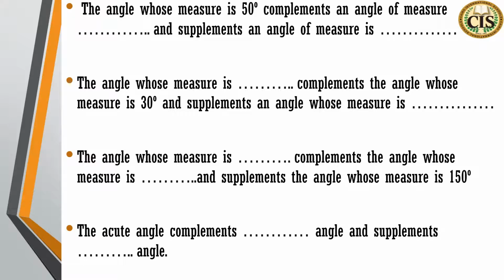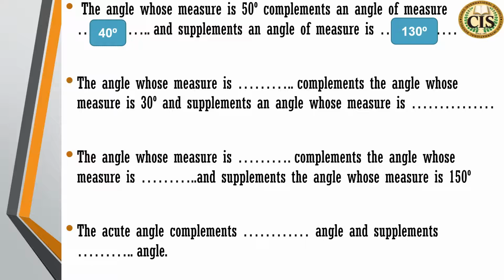The angle whose measure is 50 degrees complements an angle of what measure? Complements means 90, so 90 minus 50 equals 40 degrees. And it supplements an angle of measure, supplement is 180, so 180 minus 50 equals 130. The angle whose measure is what complements the angle whose measure is 30?